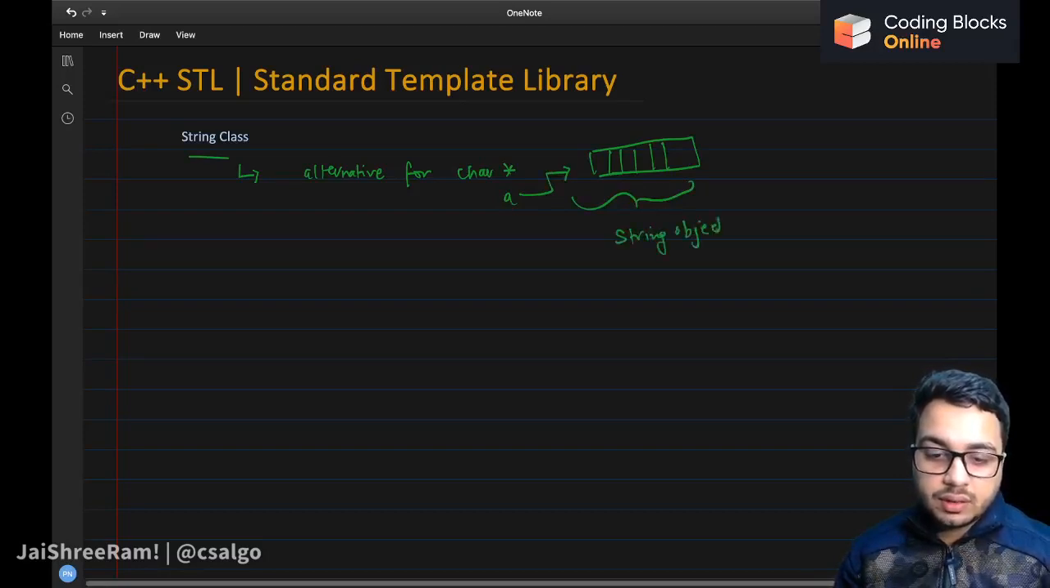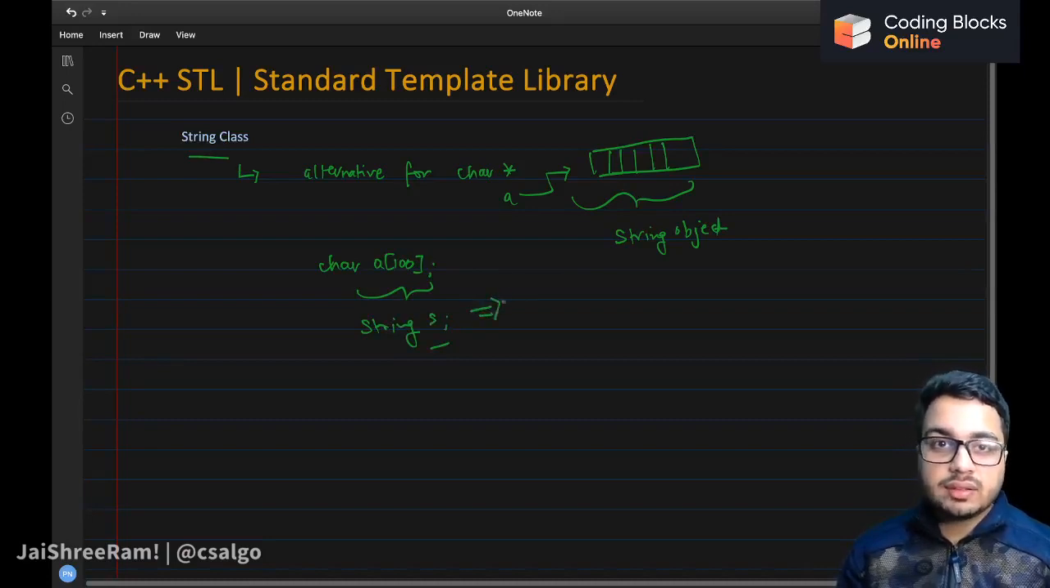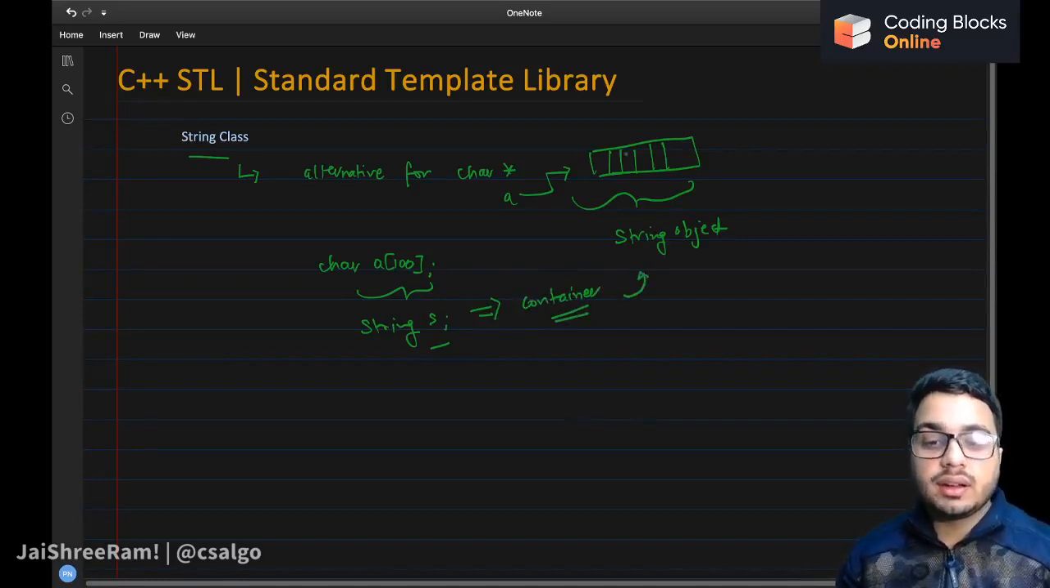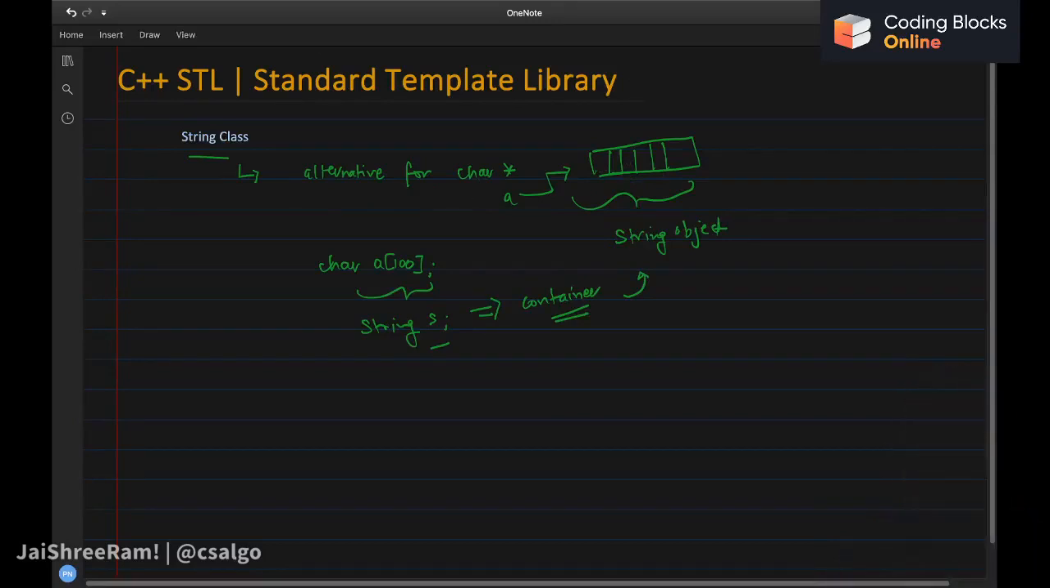So instead of making an array containing, let's say, 100 characters, you can simply say, I will just make a string and give it a name s. So a string class is like a container. It's not a data structure, it's like a container that is going to contain a character array internally. So let us see how we can define and work with strings in C++. All right, so let's move on to the coding part and see what things we can do with the string class.